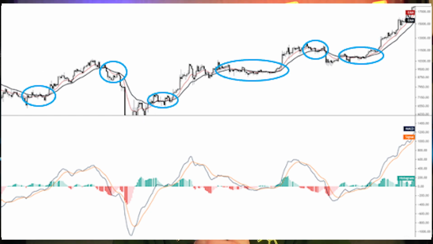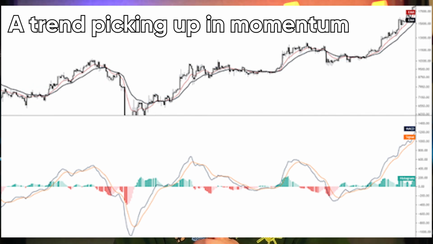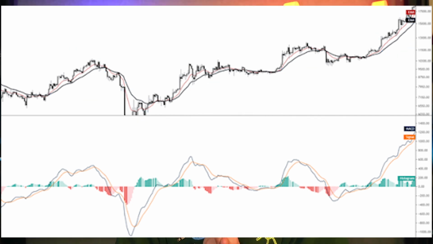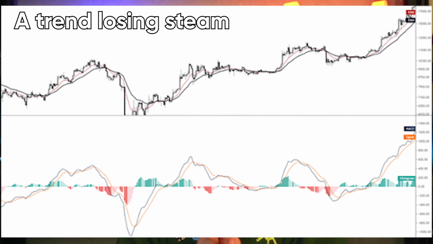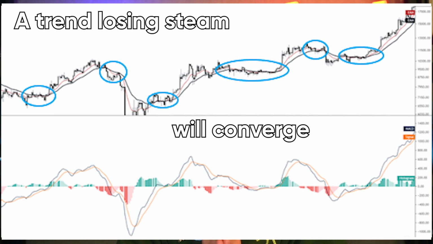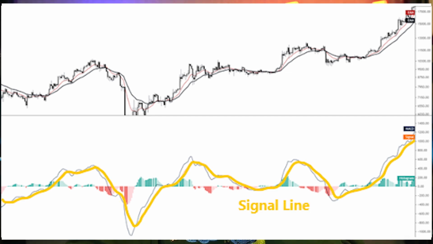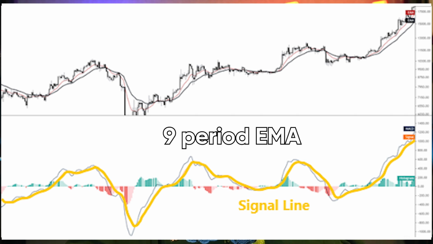The idea is that a trend that's picking up momentum will result in the moving averages diverging from each other, getting further apart. And the opposite is true for a trend that is losing steam. They'll get closer together, or converge. If you look at the bottom part, you can find a golden line and a blue line. The golden line is the signal line plotted by the 9-period EMA, which gives us an idea of what the trend has been for the MACD values.